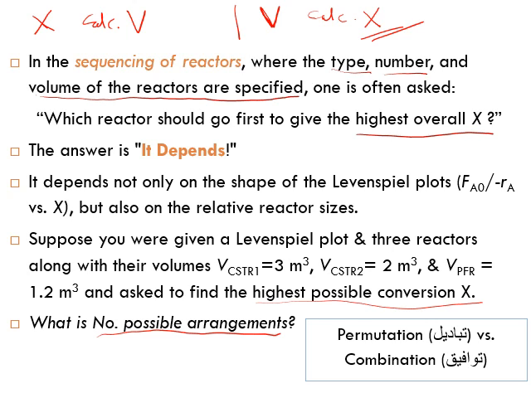Let's see the first option. We have 3 reactors, R1, R2, and R3. What are the possibilities that I have for reactor 1? It could be CSTR1, CSTR2, CSTR3. So we have 3 possibilities. What about for reactor 2? Now, I have only 2 possibilities because I have used already one for R1.